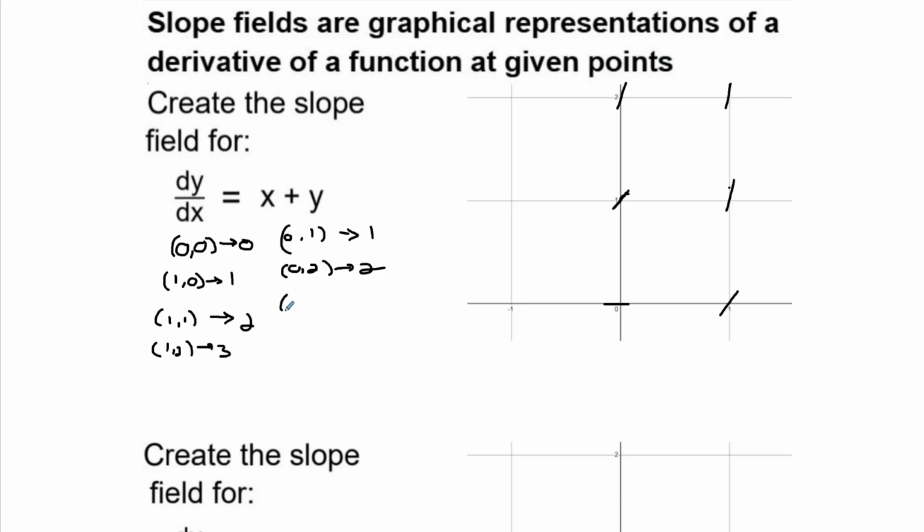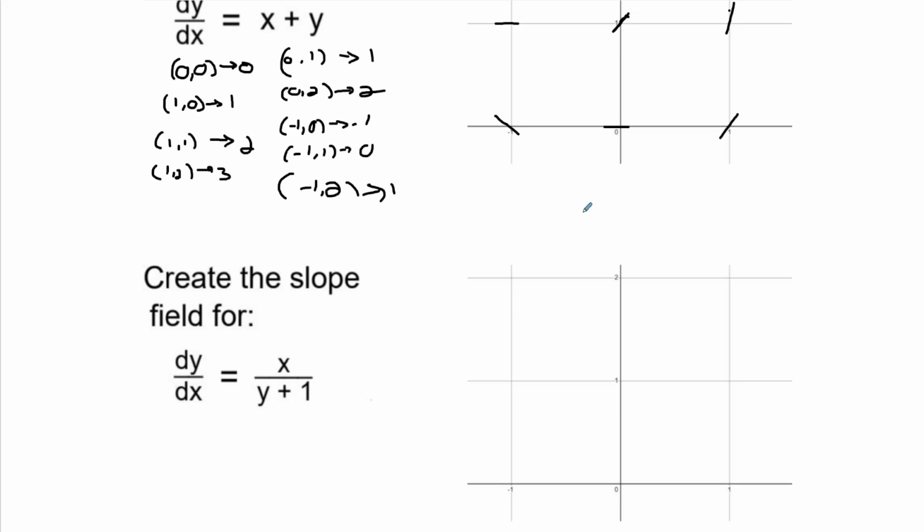All right, and then now let's look at (negative 1, 0). That would give us negative 1, so we're actually going to have a negative slope here. And then (negative 1, 1) would give us a slope of 0, so just a straight line out. And then finally, if we plugged in (negative 1, 2), we're going to have a slope of 1. So it's going to look like this. Okay, so that would be our slope field.